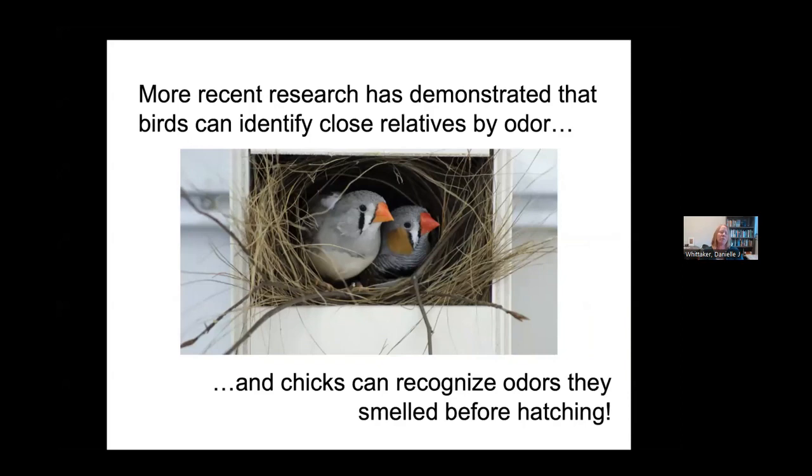And since that work, a lot more recent work has been done that shows that birds can actually identify close relatives by odor. And this starts in the nest. So females know the scent of their own nest. They know the scent of their own nestlings. And chicks know the scent of their mothers. And in fact, they can recognize odors that they smelled before they even hatched. And you can take eggs from nests and switch them, and they'll still know the scent of their genetic mother. As adults, they also can recognize that someone is closely related to them, even if they never met when they were nestlings. So odor is very important in kin recognition and recognizing your relatives. And this will come back up later in this talk.